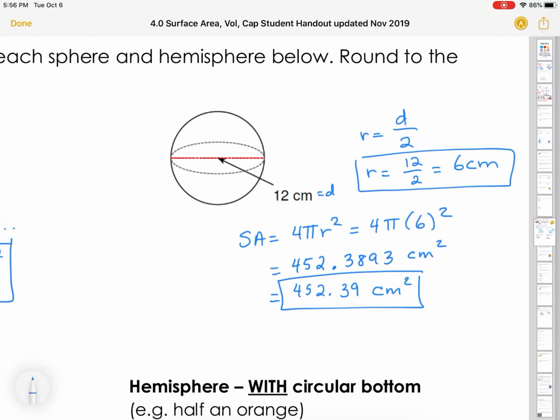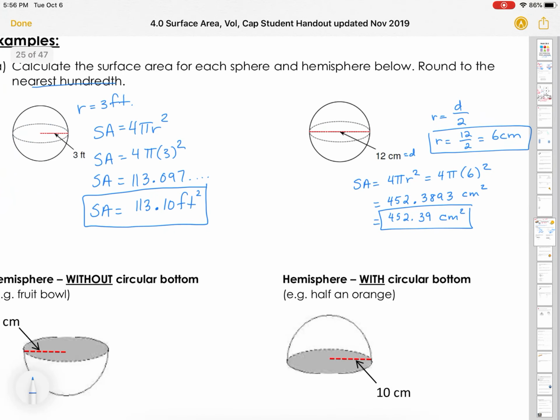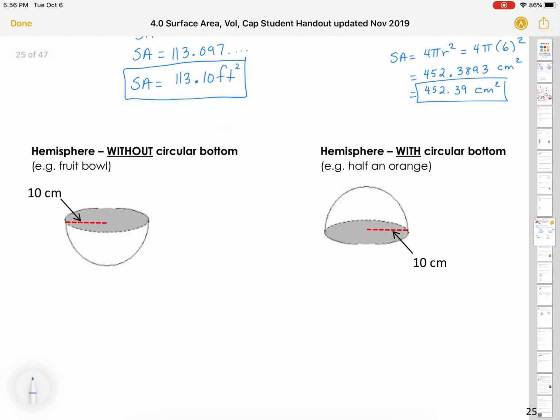So as I like with a formula, it's kind of delightful, isn't it? Now, what happens when we have a hemisphere? Now, if, for example, we have a hemisphere that doesn't have a circular bottom, so say we're talking about a fruit bowl. So the bowl, it's not finished on the top, right? So we don't worry about this area here because it doesn't have the bottom.